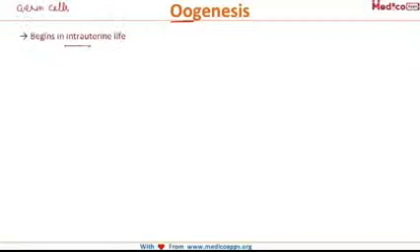The germ cells are formed in the epiblast, and this occurs at 2 weeks, and subsequently they migrate to the yolk sac, and this migration occurs at 3 weeks. And this was an important question. The migration of germ cells to the yolk sac occurs at what gestational age? And it is at 3 weeks.